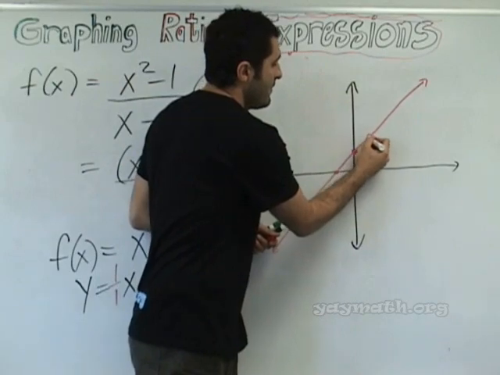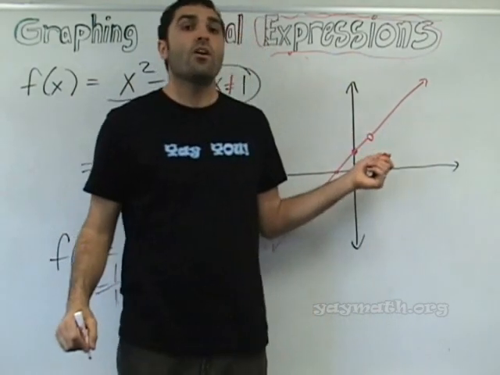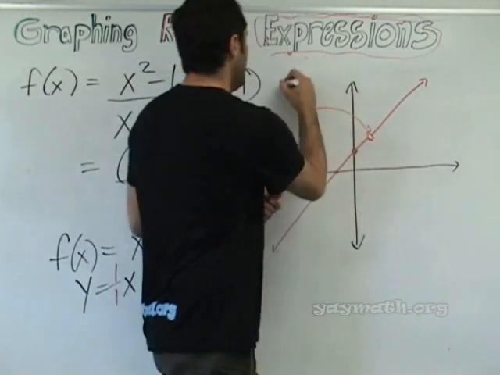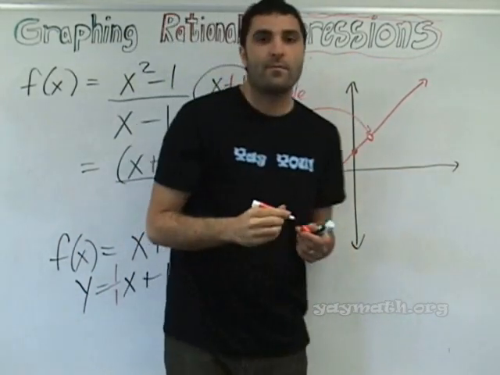But it's invisible. So this is called a hole. Do you draw it with a circle like that? You do.